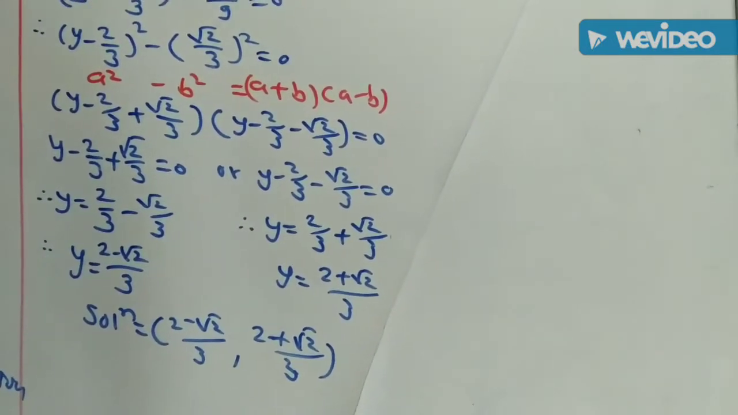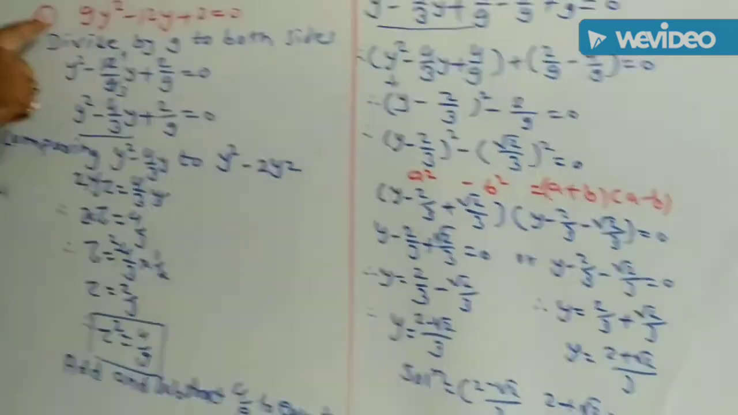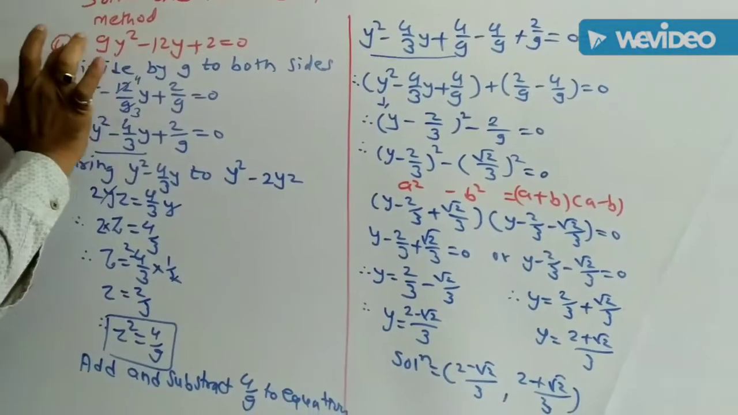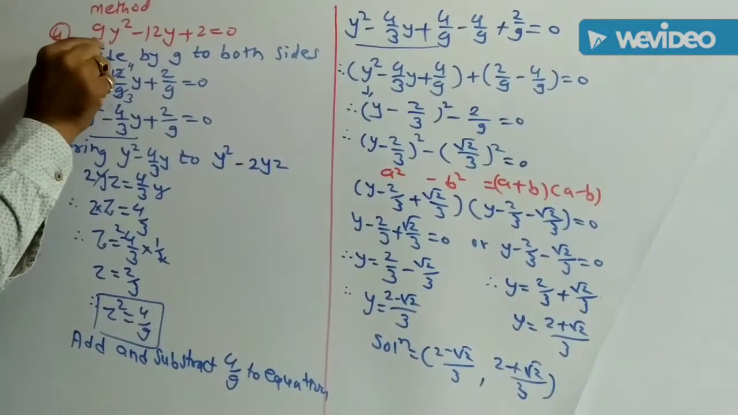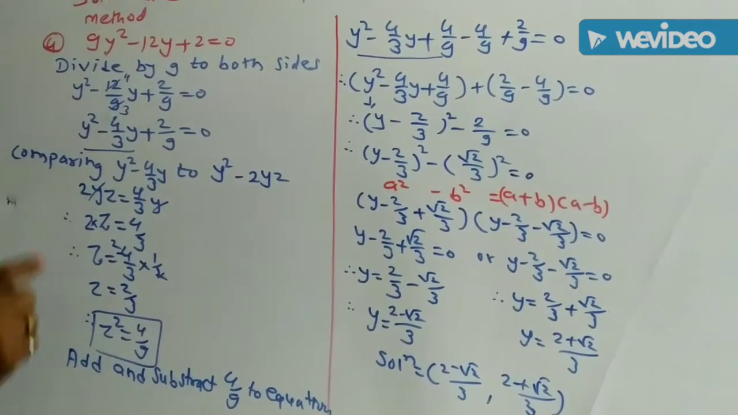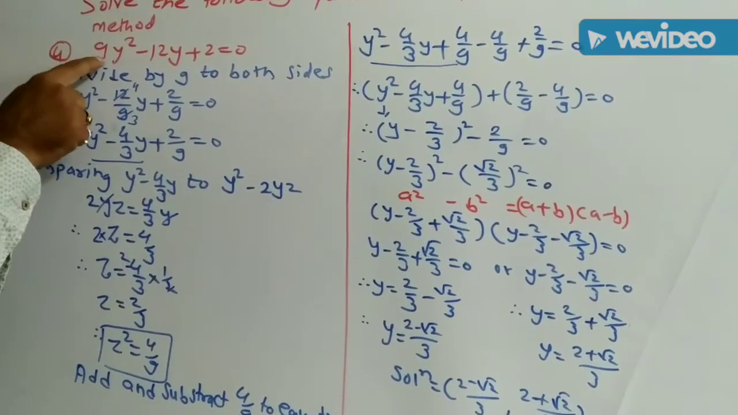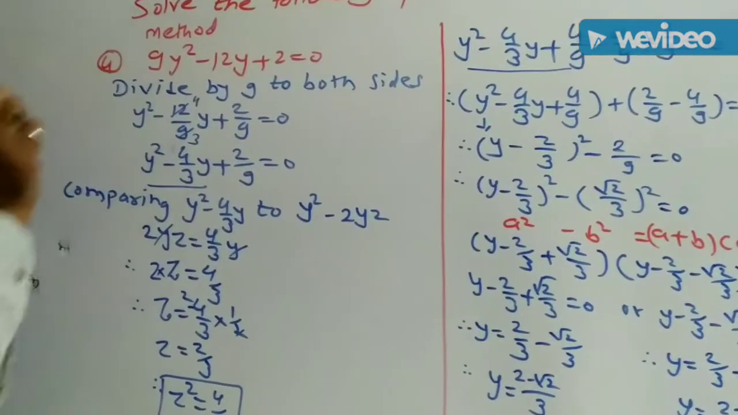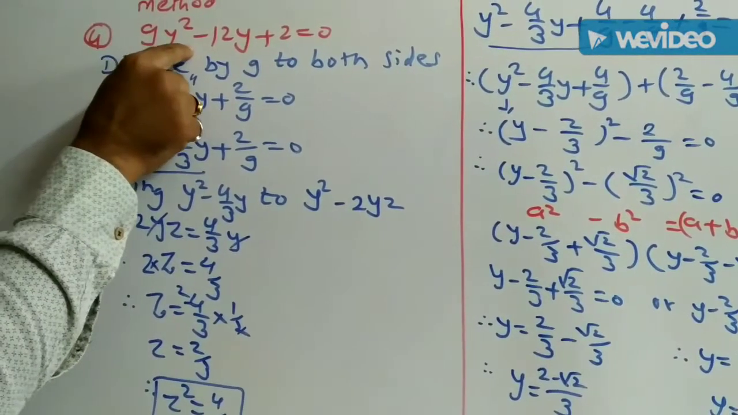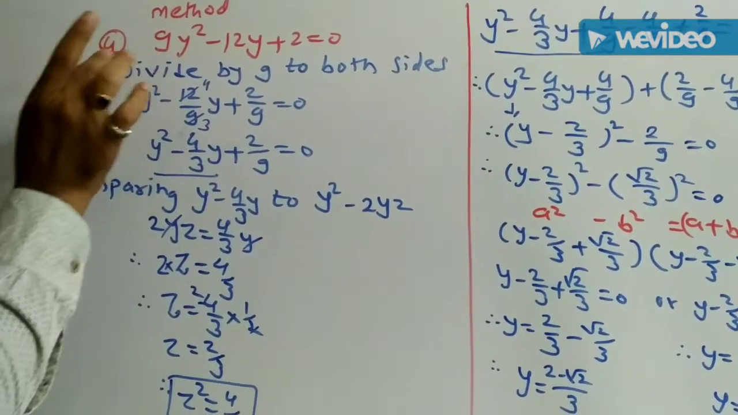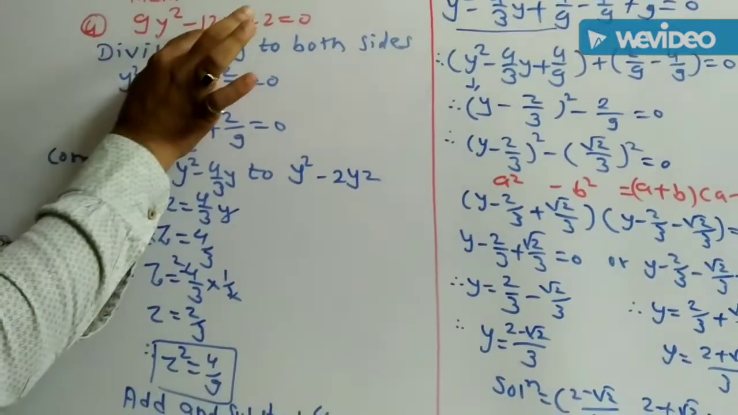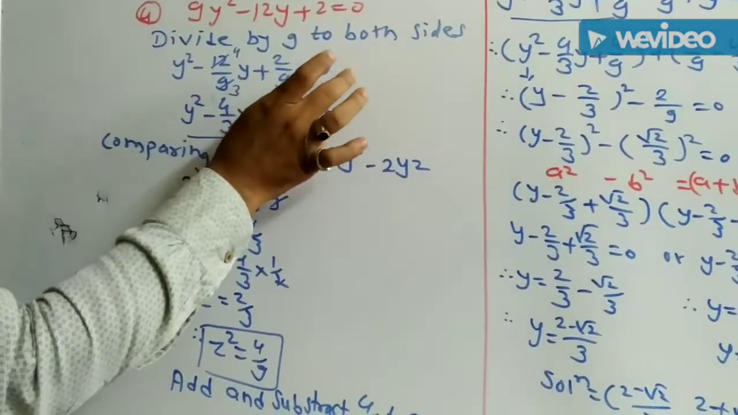How do we solve this? We first see whether the given equation is in the form of a quadratic equation or not. It is. Now we see the coefficient of the square term, which is greater than 1. Therefore, to solve this equation by the completing square method, first we make the coefficient of the square term 1. For that, we divide each term by the coefficient of the square term. Here 9 is given, so divide by 9 on both sides. We get 9 cancelled, remaining y square minus 12 upon 9y plus 2 upon 9 is equal to 0.